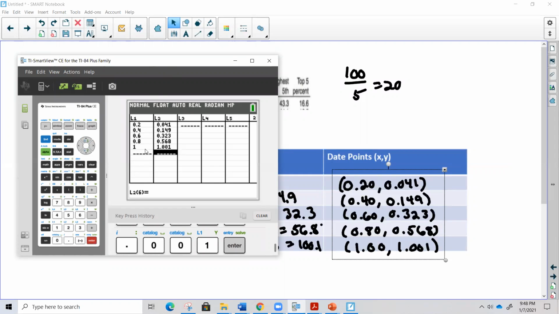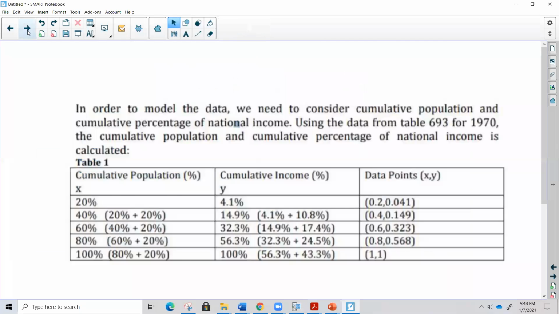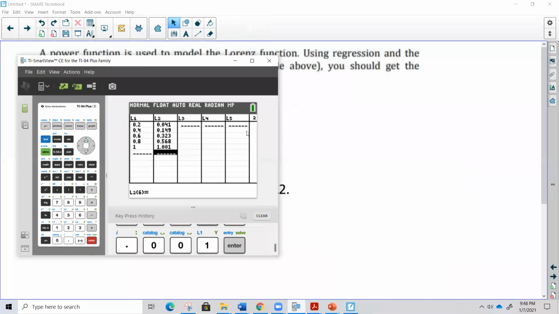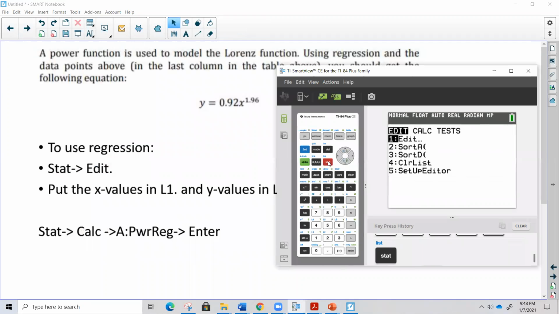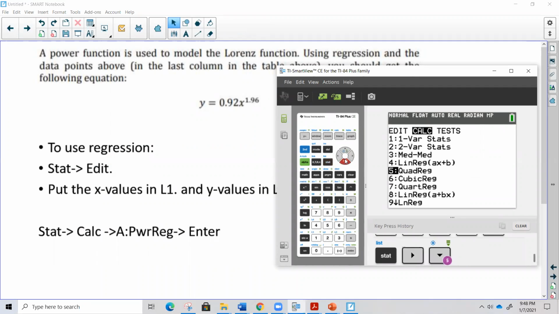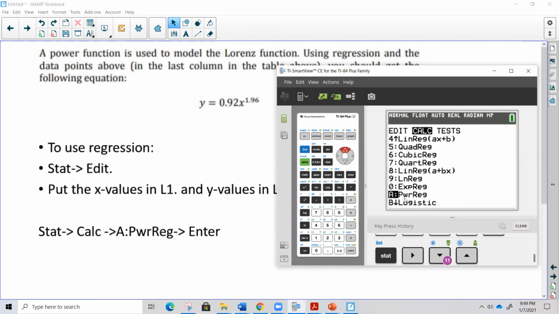Your X values go into L1, your Y values go into L2. So then you go to stat, arrow over to calculate, and you want to go down until you find this, the PwrReg. So it's right here. You have to scroll down a little bit.